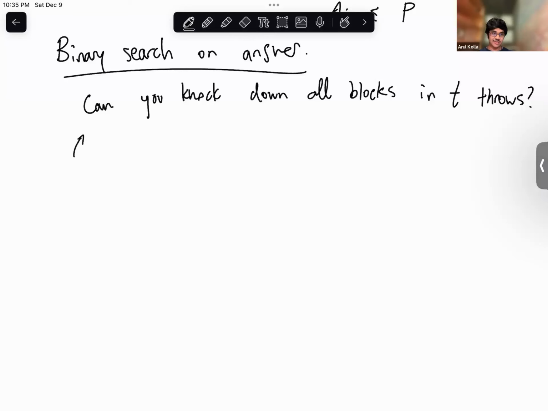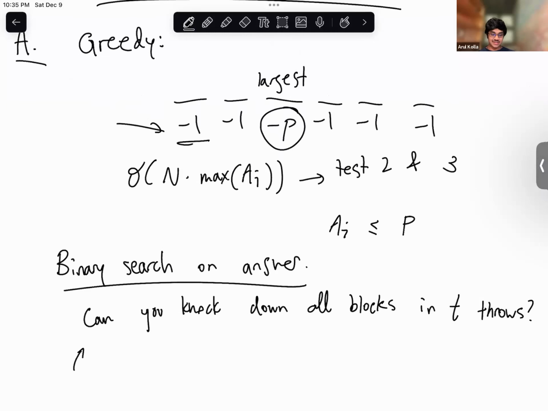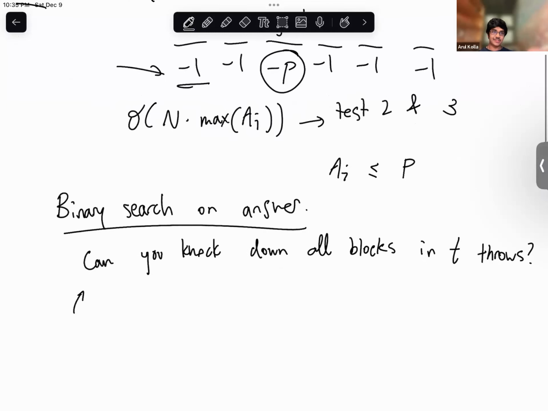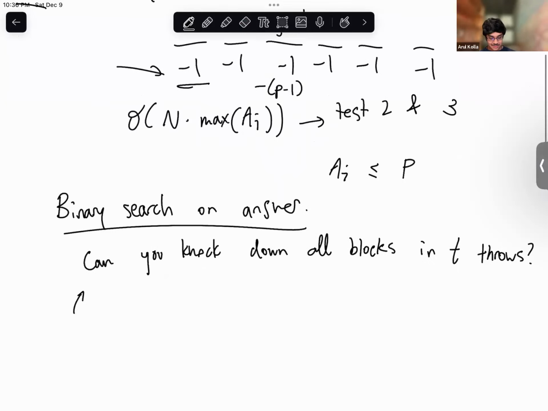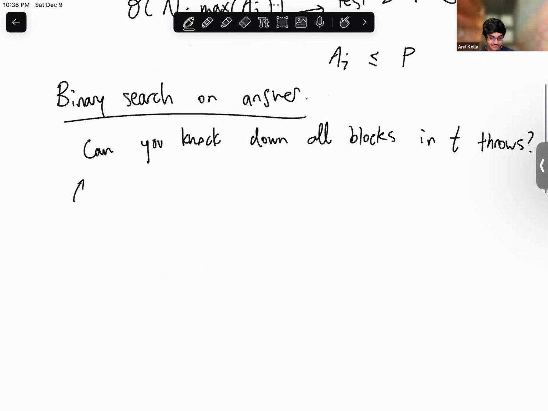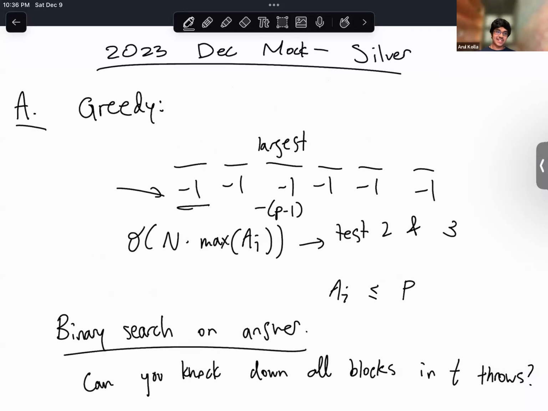Well, let's imagine we do T throws. We know that this -1 has to happen T times to all of the blocks, right? Because every throw, we subtracted 1 from all of the blocks. And it's helpful to think of this as -1 on all the blocks, and then you're doing an additional minus P-1 on an extra block, or an extra tower. So that means that if we do T throws, first we have to subtract T from all the towers, right? Because we have to subtract 1 from each tower every throw.